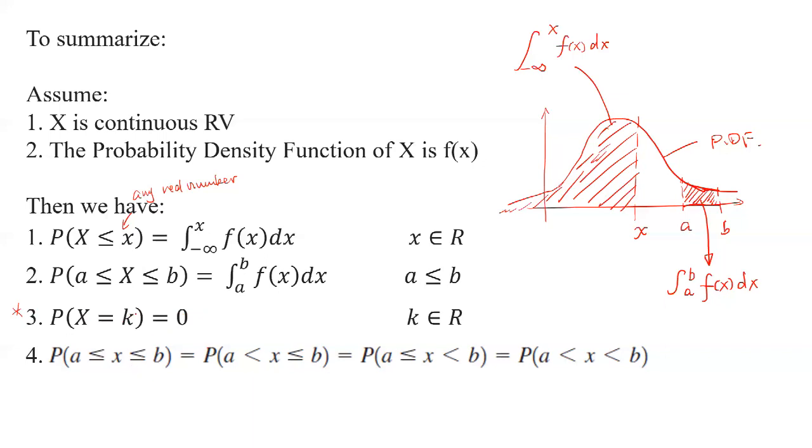And based on this, number 4, all these 4 probabilities are equal, as we have discussed before. You understand? Any questions?